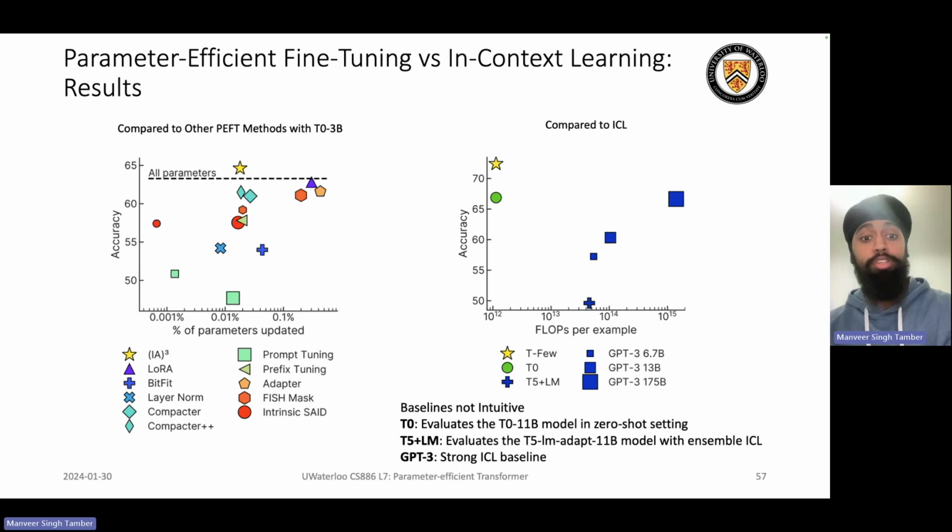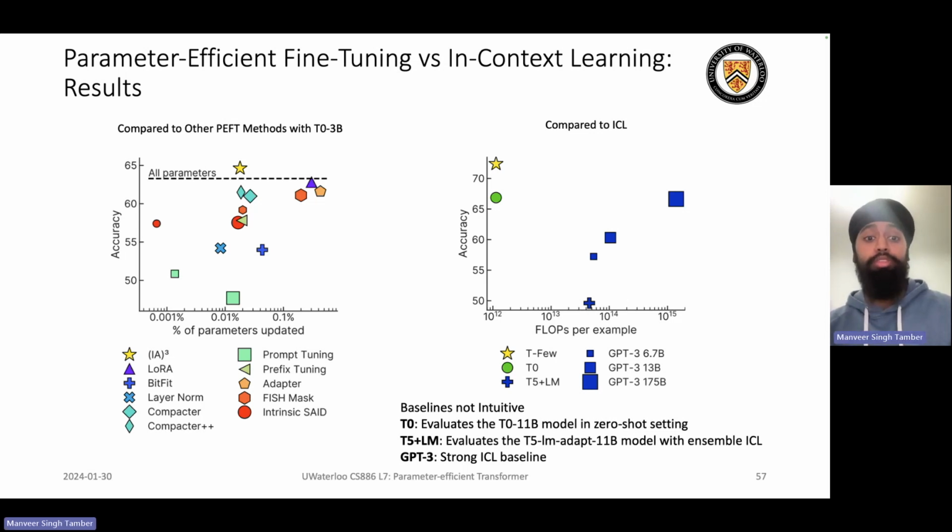The T5 plus LM actually evaluates the T5 LM-adapt 11 billion parameter model with ensemble ICL. So it's using ICL, and because the context window of the T5 is so small, each example is basically its own context. And then the predictions are averaged. So if I have 4 examples, there are 4 predictions made using the T5 model, and then those predictions are averaged. And they don't do ICL with the T0 model because they showed that the results were worse than not using ICL. So the baseline for ICL for the T5 model is this, which actually performs the worst of all the methods in that figure.